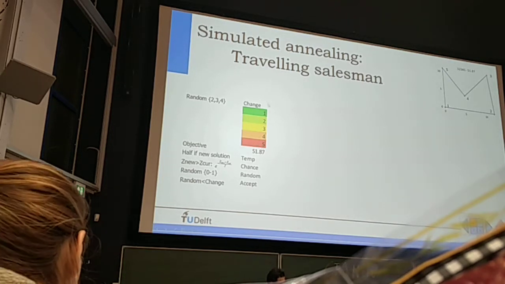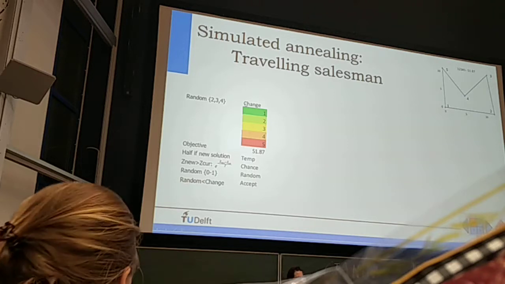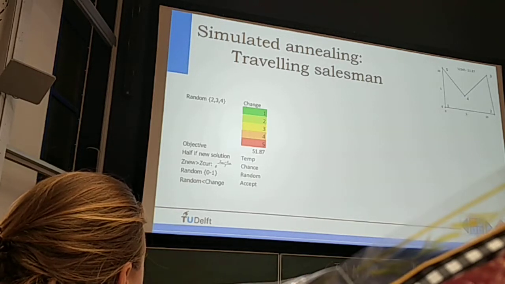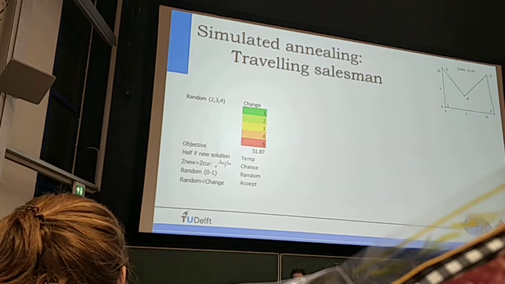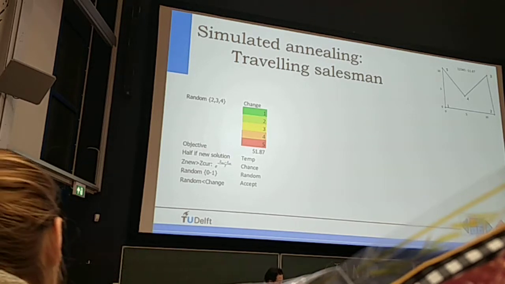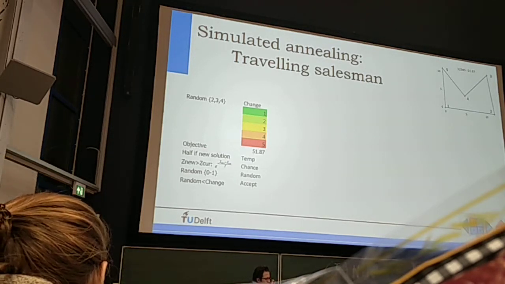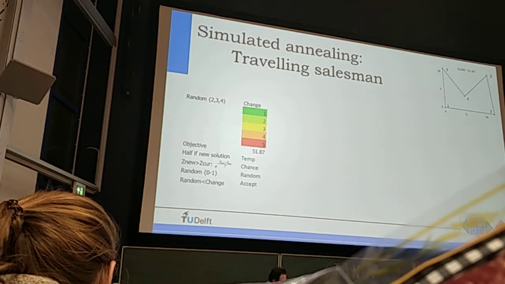Or we can switch 1. We'll leave 1 always because we always need to start somewhere. So we'll leave 1 where it is. And of course 5, well, we can only switch backwards. So we only have 3 basic changes we can make here. So in this case, our objective is 51.87.